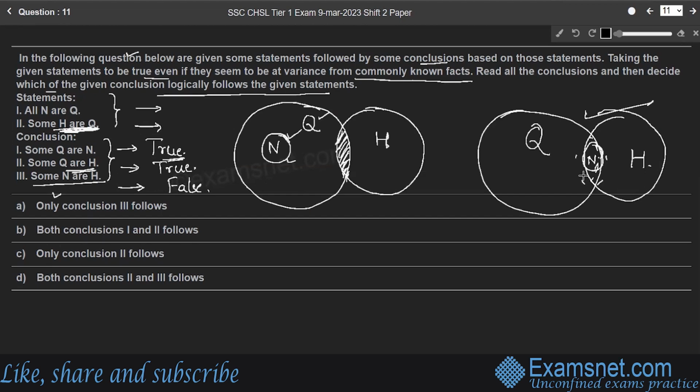But according to the given statements, there is no relation between n and h. Therefore, we have to consider the third conclusion as false. Therefore, only the first and second conclusions are correct. So look at the options. Both conclusions 1 and 2 follow. Option B is the right answer.